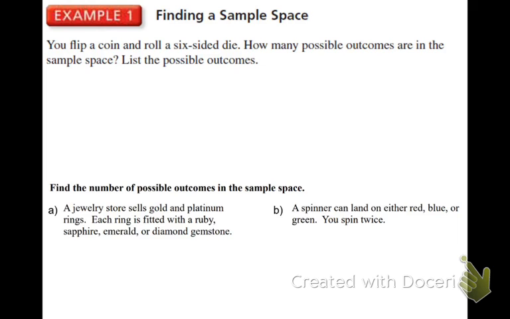You flip a coin and roll a 6-sided die. How many possible outcomes are in the sample space? List the possible outcomes. Here's the easy way to do this. What is my first event that's happening? I flip a coin. So when I flip a coin, how many outcomes are there? 2. There's 2 outcomes. What is my second event? Roll a 6-sided die.